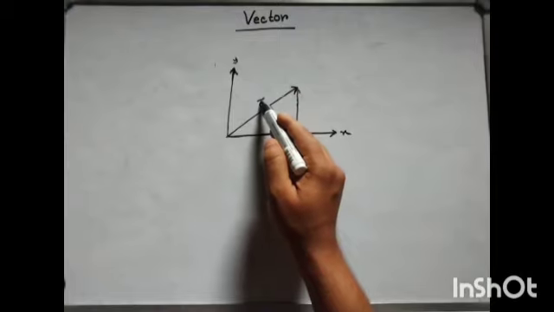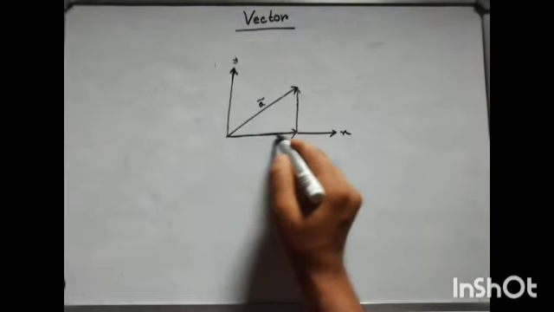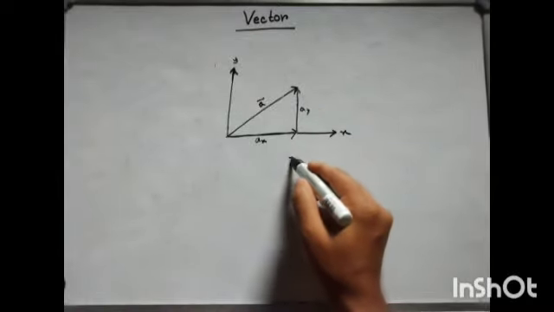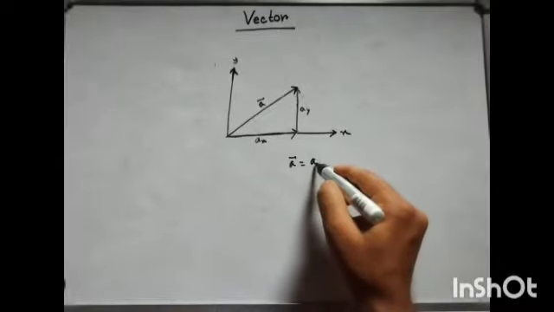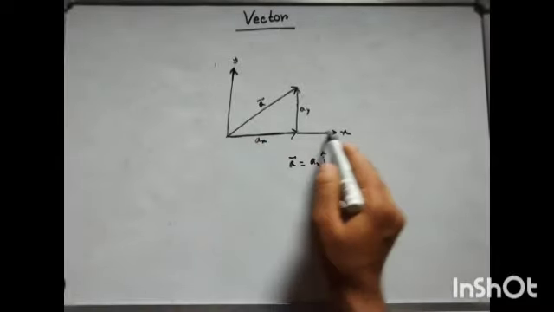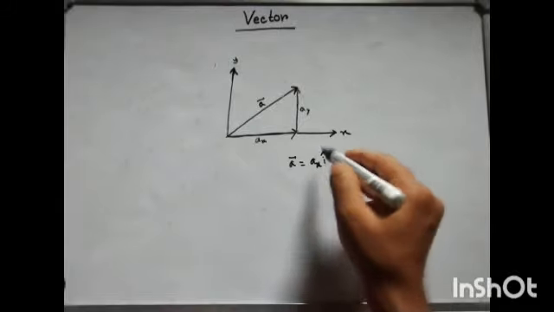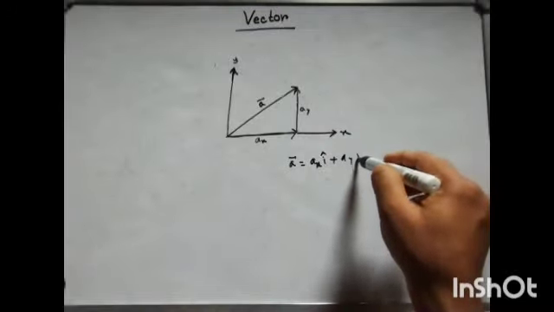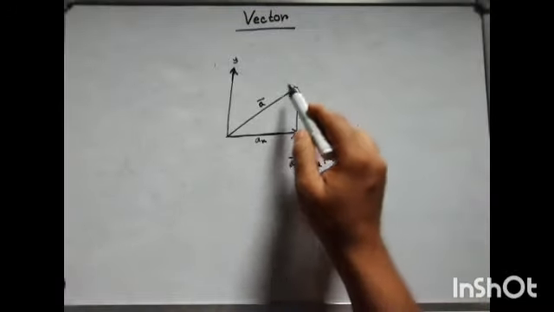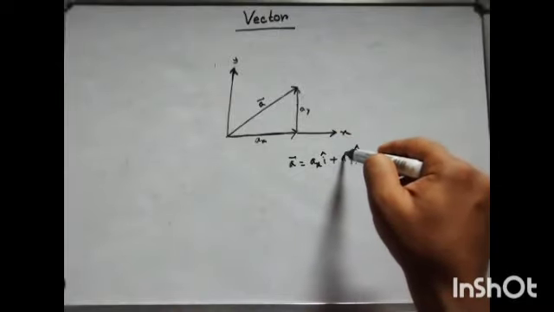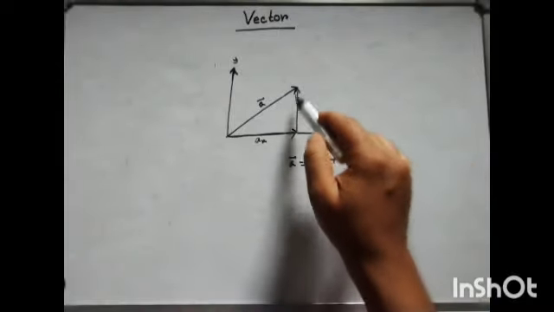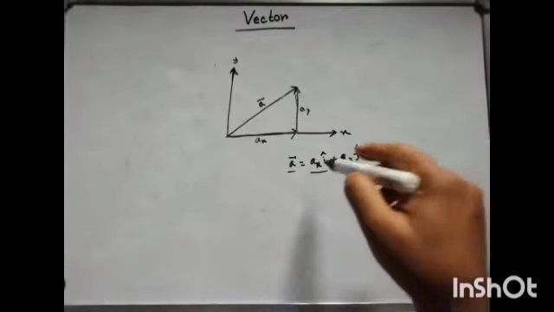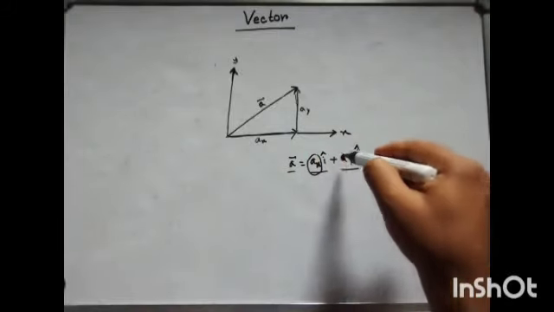So I can say that a vector is, suppose we say this is ax and this is ay. So we can write it as a vector is equal to ax I cap, because this direction is I cap. Unit vector along x-axis is called I cap, and ay j cap, because unit vector along y-axis is called j cap. So this magnitude is ay. So I can write a vector as ax I cap plus ay j cap. So these are called components of a vector.